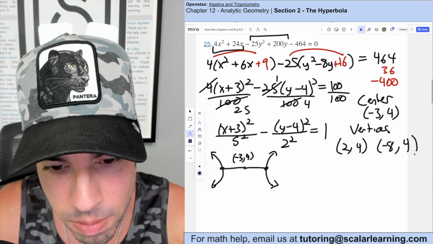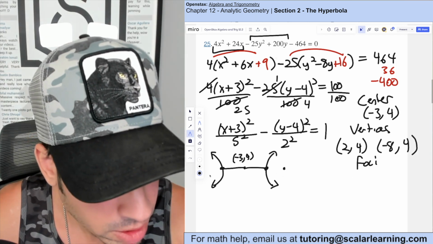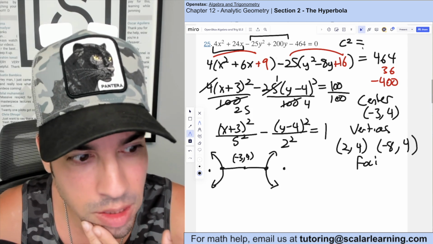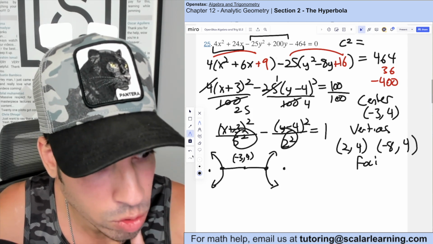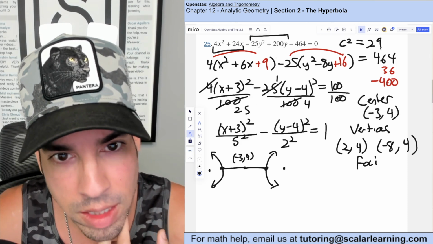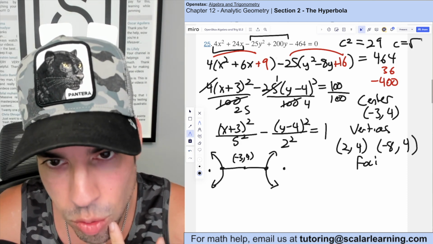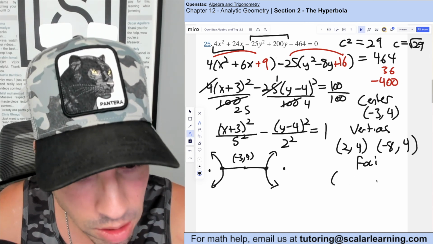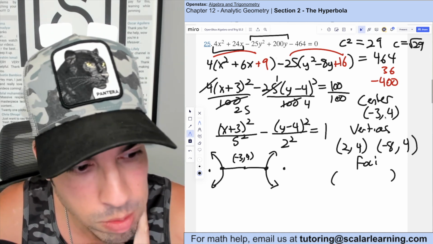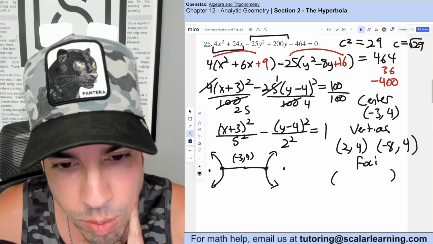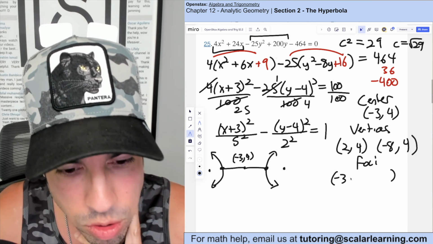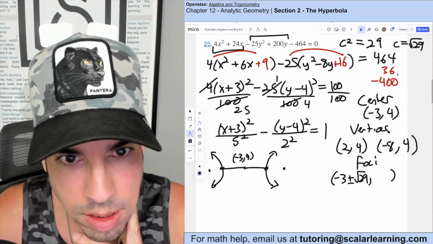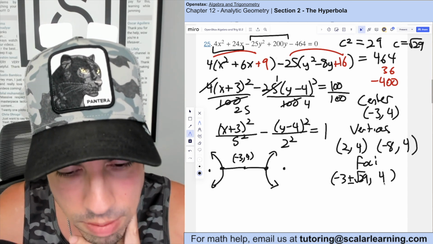-8, comma 4. And then to get the foci, which are in here and here, we have to figure out our c value. C squared is equal to this plus this, 25 plus 4, which is 29. So that means c is equal to the square root of 29, right? So to get the foci, we take our center, and since it's going left, right, we add it to the x value. So -3 plus or minus rad 29, comma, whatever that center y value is, which is 4.